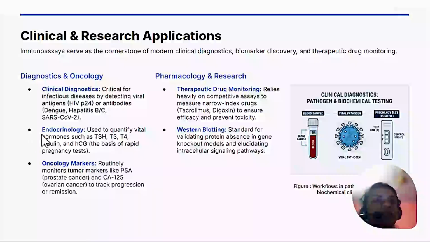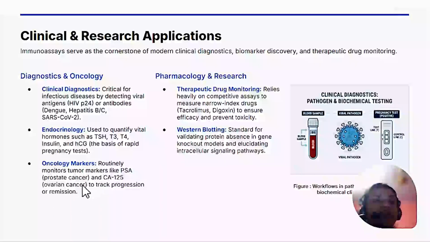The second is in your endocrinology. So you can quantify any vital hormone, whether it's getting upregulated or downregulated, such as your TSH, T3, T4, insulin, human chorionic gonadotropin, which is the basis of the pregnancy test. So you can go ahead with endocrinology also.